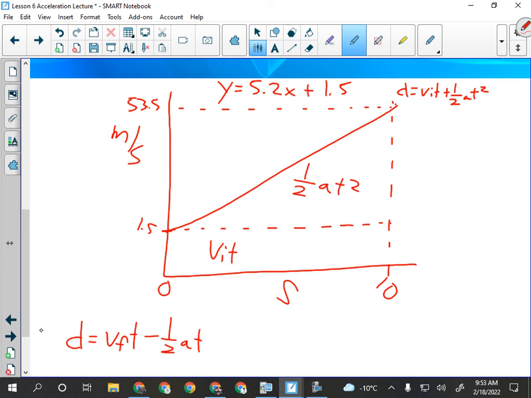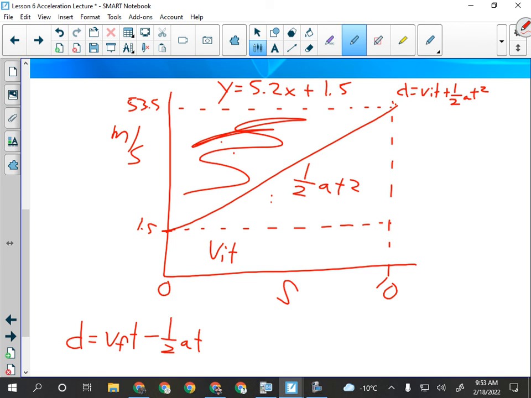So if I go vf times t, I'm taking this number here and multiplying by this number. I'm going base times height. I'm finding this whole rectangle right here. Everybody okay with that? And then I'm subtracting 1/2 at squared. Well, this triangle and this triangle here, are they the same? Yep. So if I subtract 1/2 at squared, I'm essentially calculating this whole rectangle and then subtracting that part. Still leaves me with the same thing. So they both calculate the area under the line.